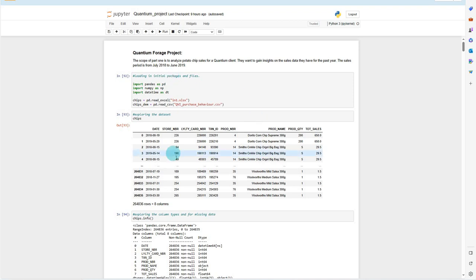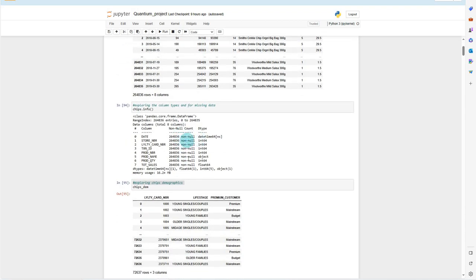First looking at it, this is the first data set, all the transactions. It has the date, the store number, loyalty card number, tax ID, product number, product name, product quantity, total sales. So it's me basically in the beginning just getting familiar with the data set, looking at what columns and rows I have, and if there are any non-null values, or null values, I should say. These are all non-nulls, so that was good. Looking at the data types: datetime, integer, object, floats.